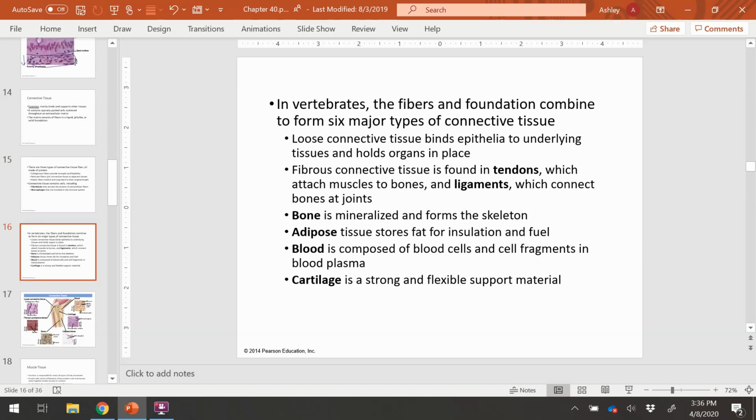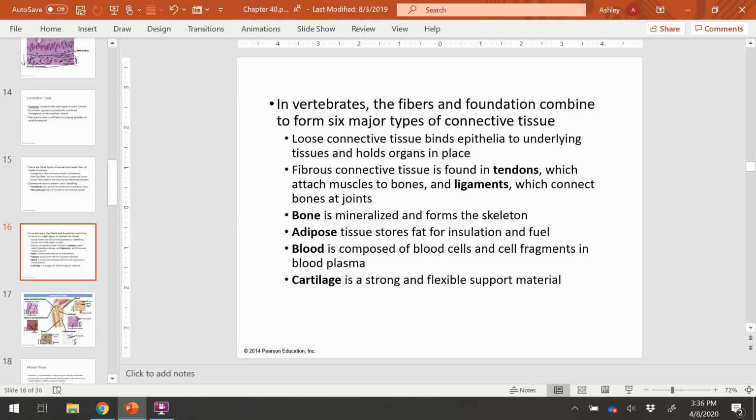And speaking of bone, that is a connective tissue. So this is going to be mineralized, adding calcium, magnesium, phosphate to the connective tissue, and it's going to form our skeleton, obviously providing support and stability to our bodies. Then you have adipose tissue that stores fat for insulation, keeping our body temperature, and fuel for breakdown of lipids for energy.